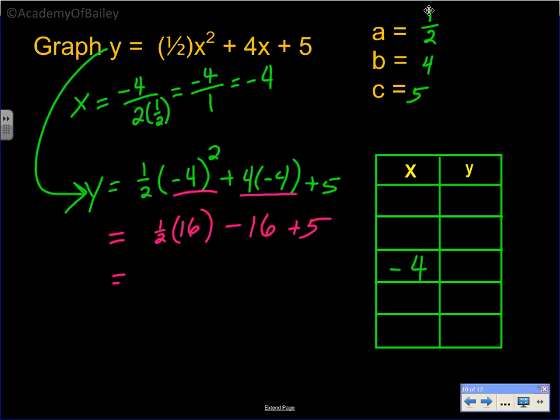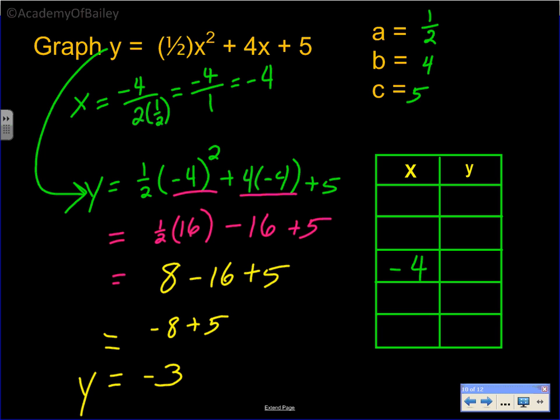Well, 1/2 times 16, half of 16 is going to be 8. And we have 8 minus 16 is negative 8, plus 5, and negative 8 plus 5 is going to be negative 3. So when x equals negative 4, y will equal negative 3. That will be your vertex, negative 4, negative 3. You notice A is positive, so the parabola should open upwards.